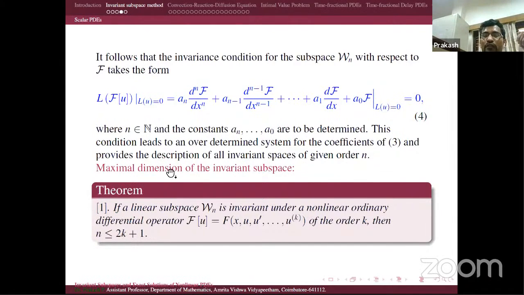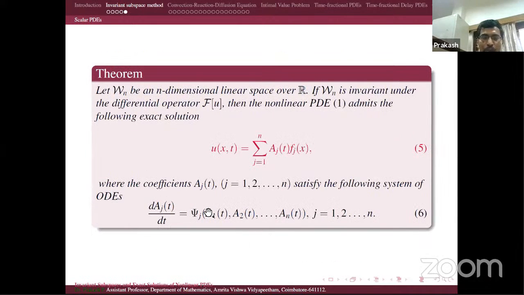Another important thing is how to find the dimension of the invariant subspace. The dimension of the invariant subspace depends on the order of the differential operator. If a linear space Wn is invariant under a nonlinear differential operator f of order k, then the maximum dimension of the invariant subspace is 2k plus 1, where k is the order of the differential operator. One important thing is that the invariant subspace method allows one to reduce a nonlinear PDE into a system of ODEs.